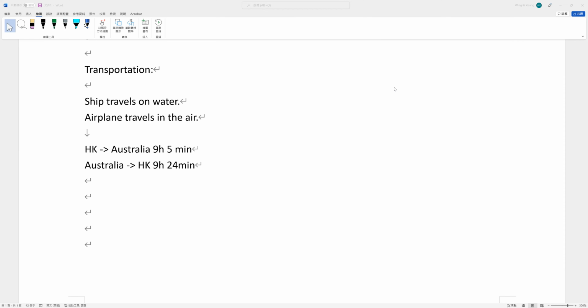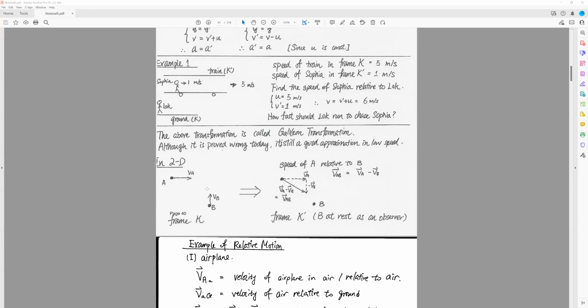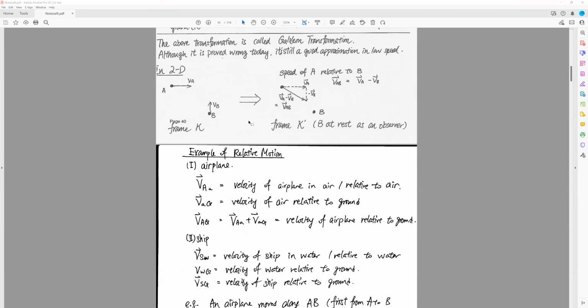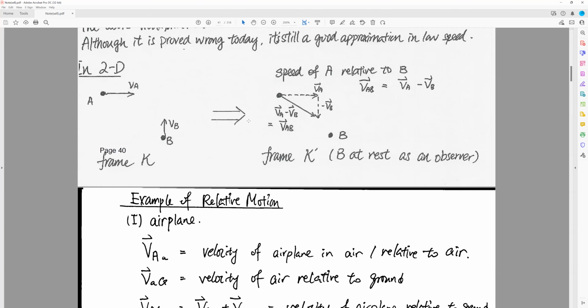Oh, just go back to here. Quite similar. Then let's go back to this part. First of all, this is a 2D diagram, so it shows you how we draw the relative velocity of A relative to B. So why does the formula look like this?